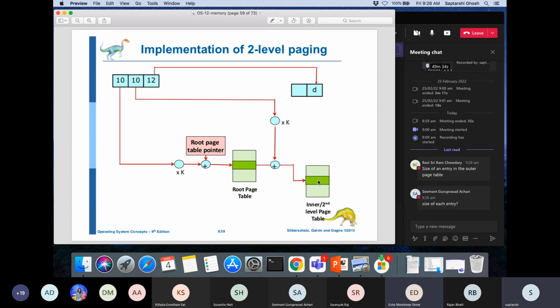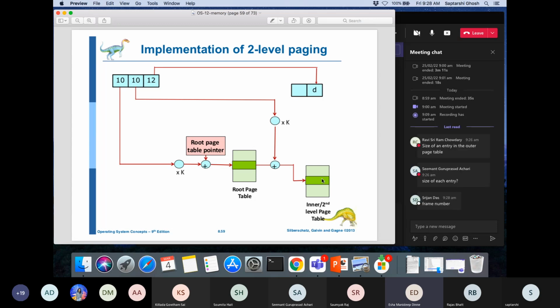And what does this entry give us? What do you think? The inner page table, what does this give us? What will this entry give us? Yes, good, what Shijan said. This entry will actually give us the frame number where the data is stored. Okay. So we will just get the frame number from here. And finally, we will use this third component of the address, this 12, as the displacement within this frame or within this page where the data is stored.